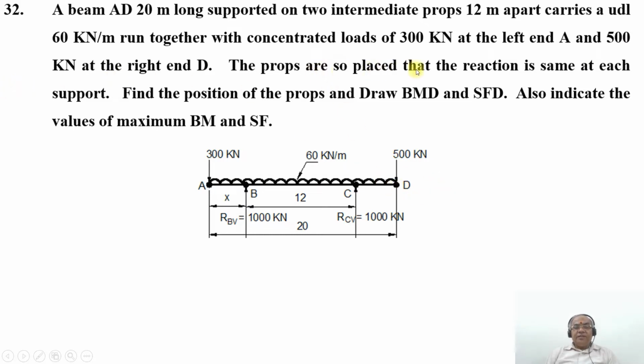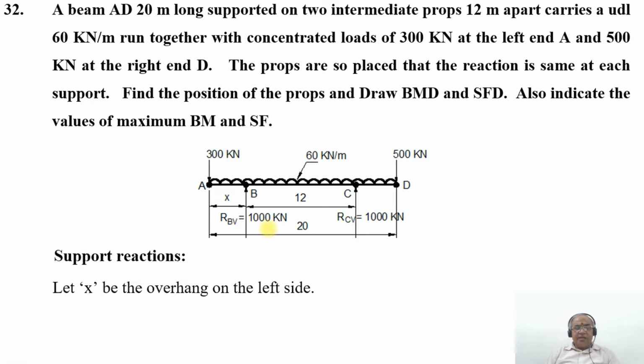The props are so placed that the reaction is the same at each support. Find the position of the props and draw the BMD and SFD. Also indicate the values of maximum bending moment and shear force. So, support reactions. Let x be the overhang on the left hand side.